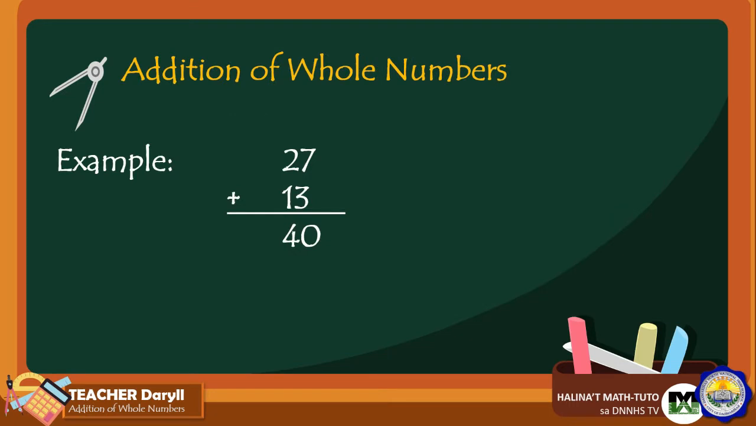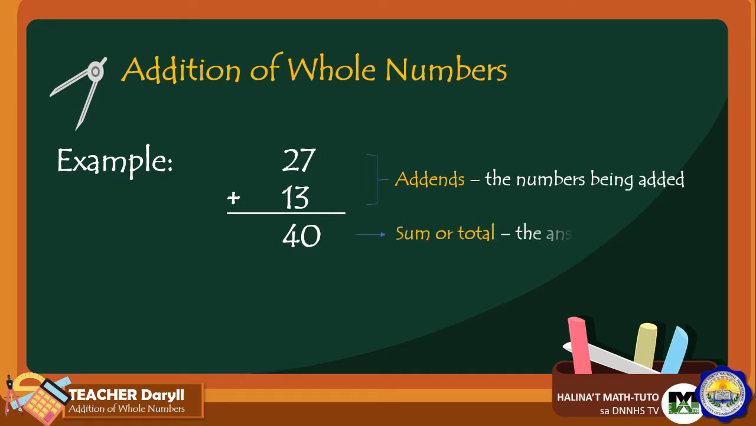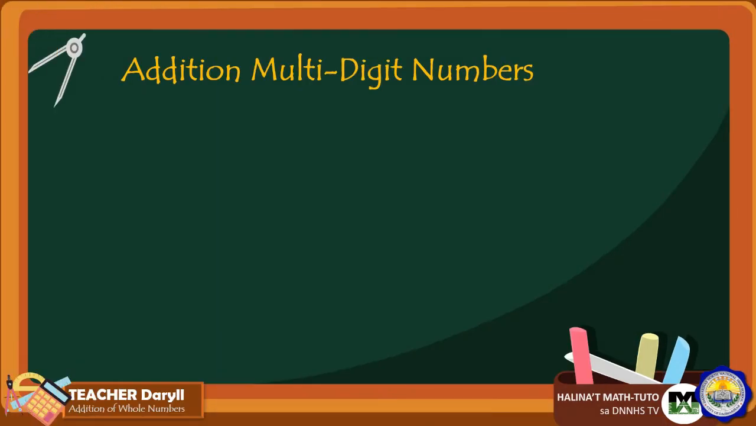Adding whole numbers means that we are combining numbers to form a total. Each number being added is called an addend. The total, which is the answer to the addition problem, is called the sum. In adding numbers with different numbers of digits, put the larger number on top. Remember to align the digits of the numbers into columns according to place value.